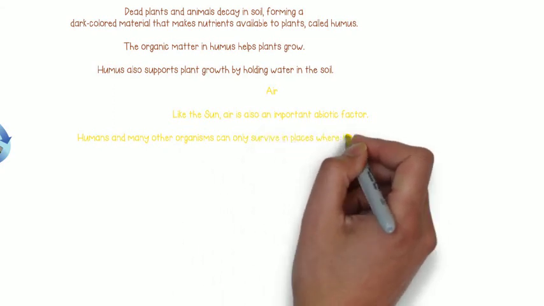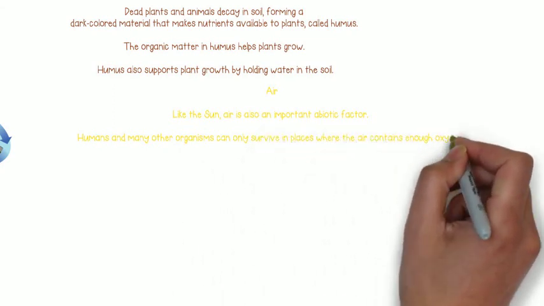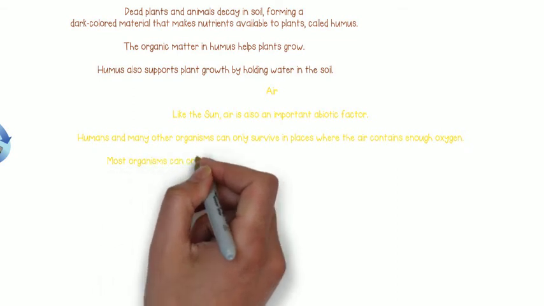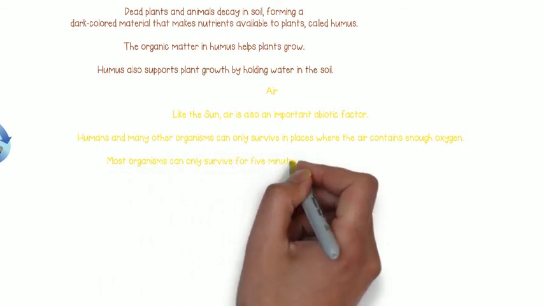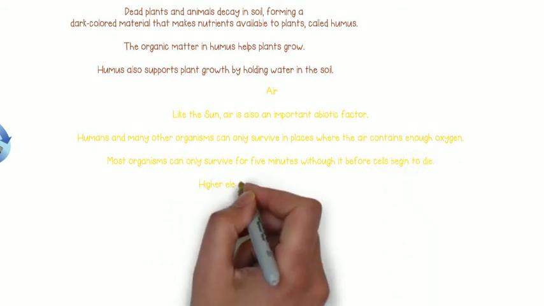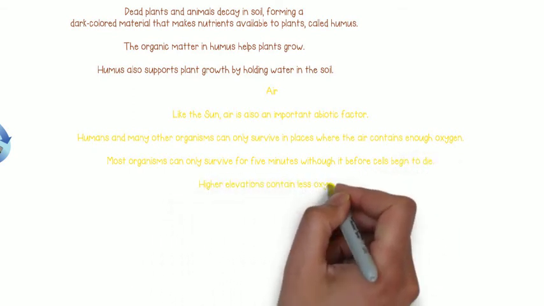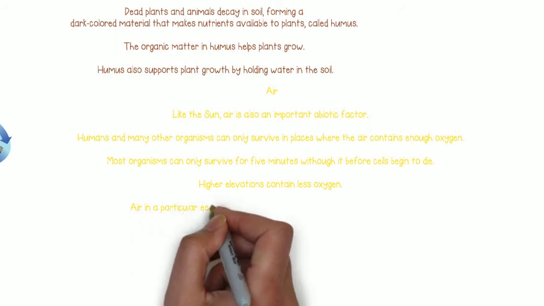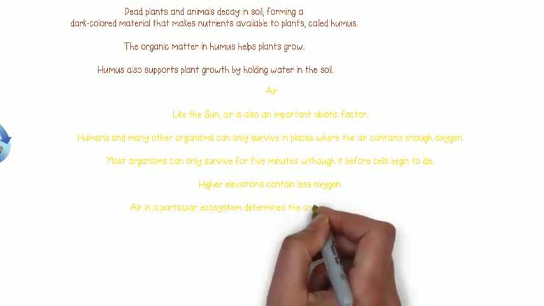Air. Like the sun, air is also an important abiotic factor. Humans and many other organisms can only survive in places where air contains enough oxygen. Many organisms use oxygen to help their cells release energy. Most organisms that use oxygen can only survive for 5 minutes without it before cells begin to die.